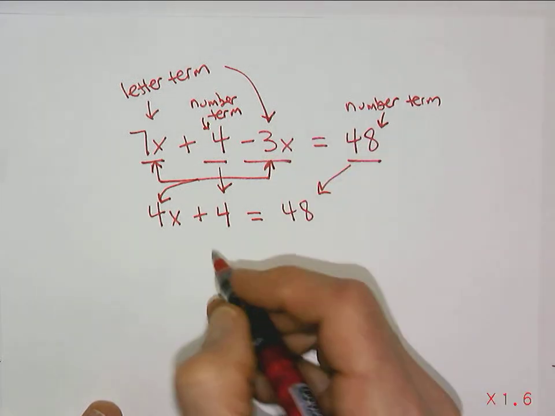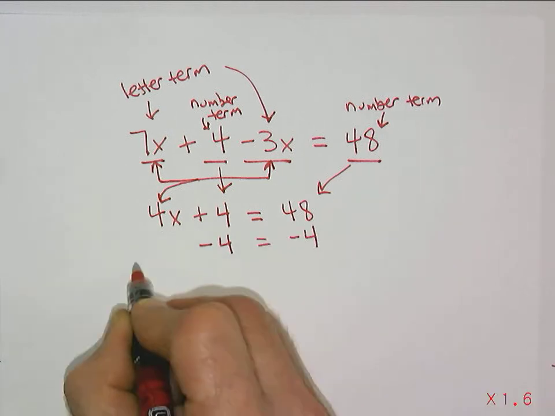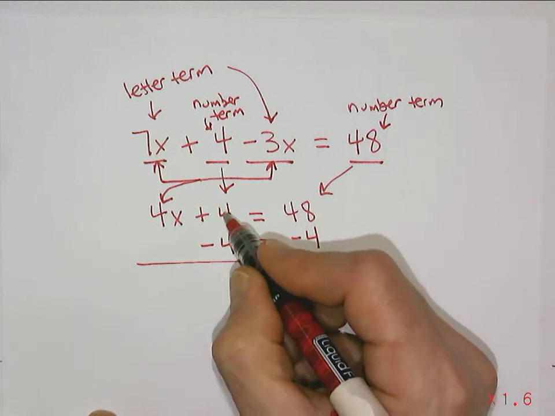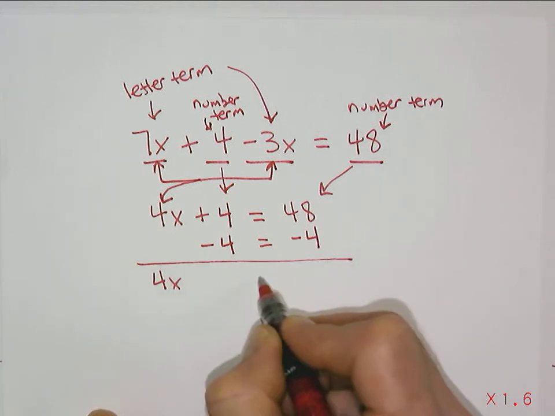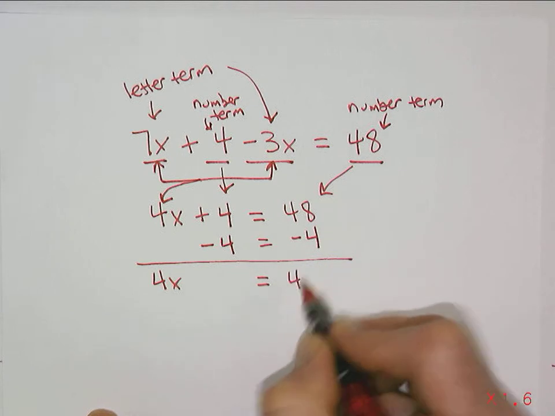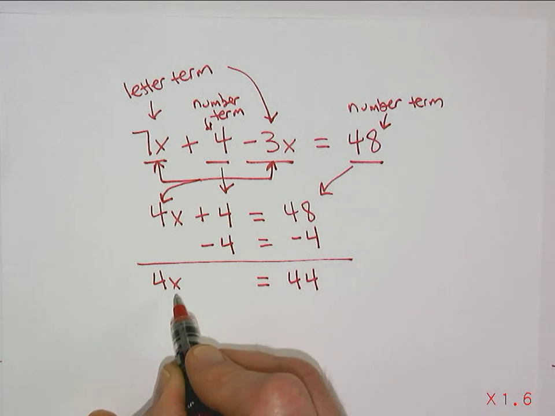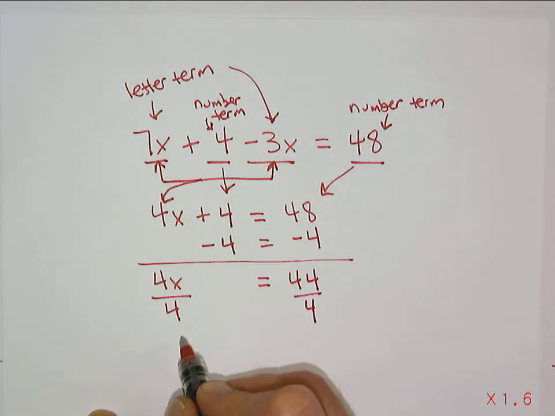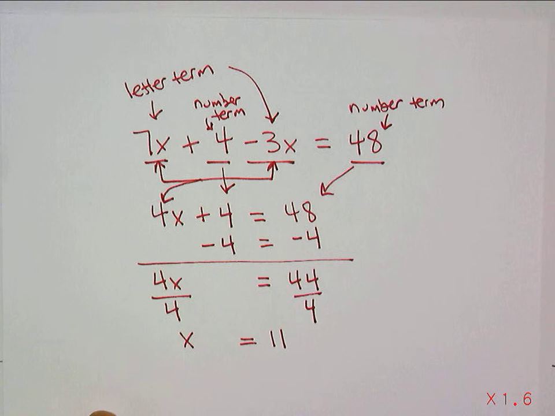Then I basically have a two-step problem where I'm going to add negative 4 to both sides. In other words, add the opposite, additive inverse. So add the opposite of the number term to both sides. And that eliminates the number term on that side. And then 48 and negative 4 combined make 44. So now I have a multiplication problem. So I'm going to divide both sides by 4. And I'll get the 4's canceling, and x equals 11 for the value of x for this problem.